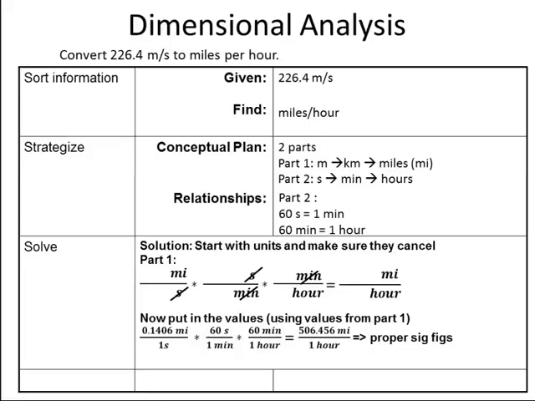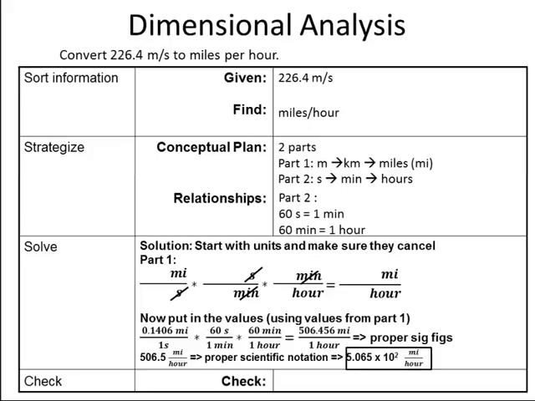Proper number of sig figs then, well, the 60 seconds per 1 minute and the 60 minutes per 1 hour, those are by definition, so we don't include those values in determining sig figs. So the proper number of sig figs is going to be 4. So I'd end up with 506.5 miles per hour. Need to put that in proper scientific notation, so the 5.065 times 10 to the second miles per hour. That would be my final answer then.